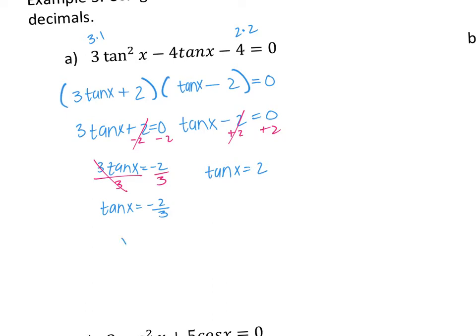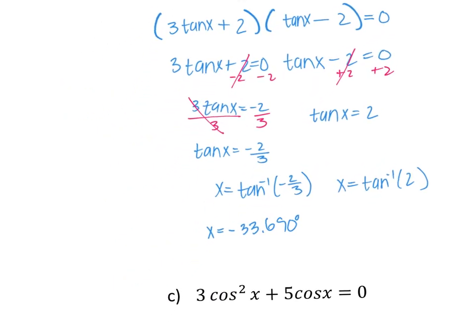So if I were to plug this into the calculator, I would have tan inverse of -2 over 3. And I would also have to plug in tan inverse of 2. So I've taken the inverse of both of these and plugged them into the calculator. The first one gives me -33.690 in the calculator.